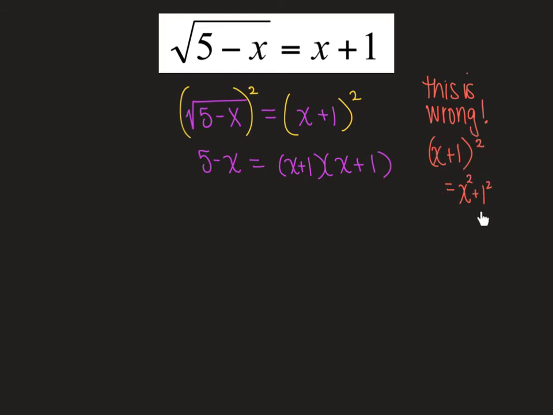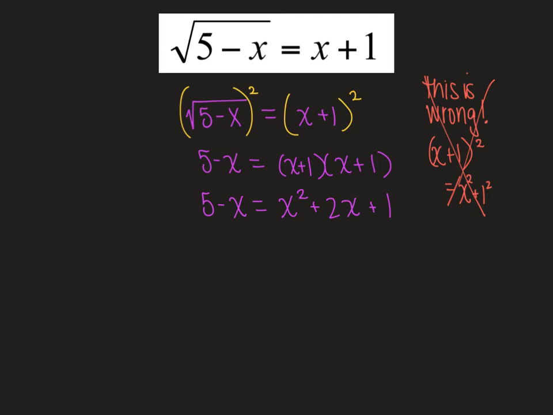So what I have over here in red is wrong. This is not true. Nobody likes it. We want to make sure that we do the correct method here, and that's foiling. So back to the problem at hand. So we have 5 minus x equals, and then we'll FOIL this. We get x squared plus 2x plus 1. Skipped a few steps there, but first, outer, inner, last, and you have your foiling.